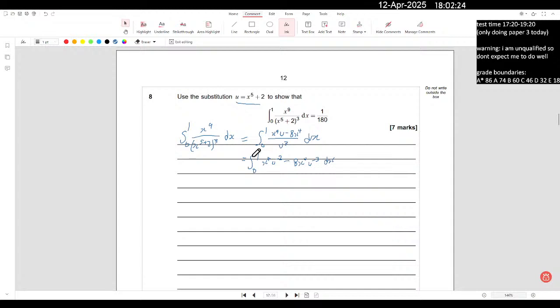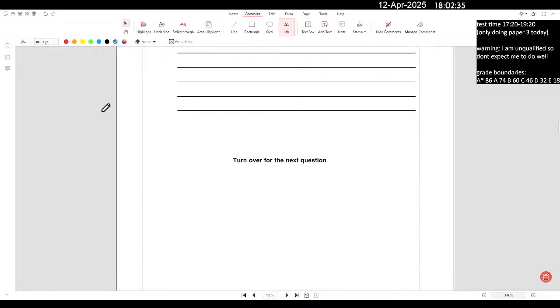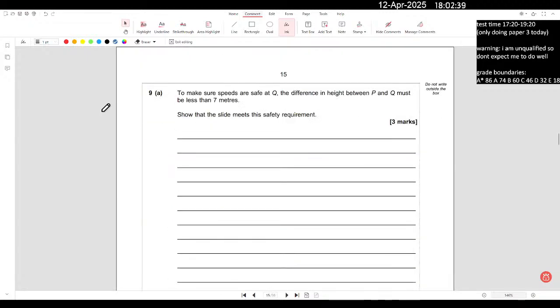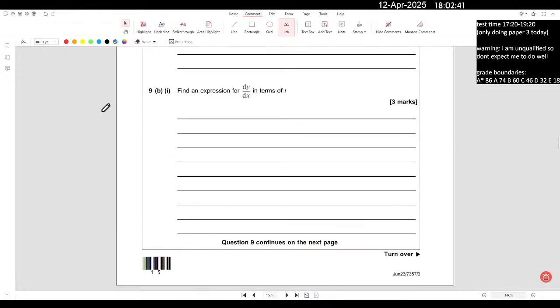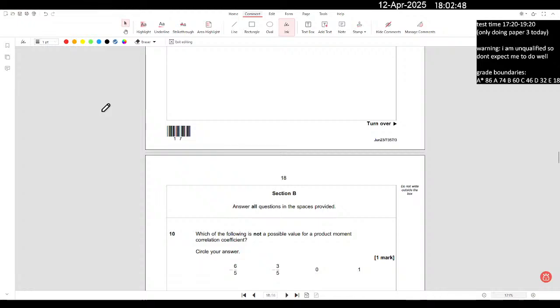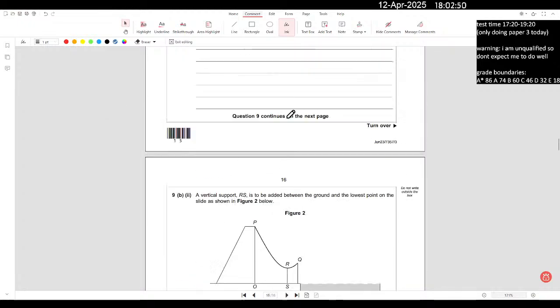At the end of the day, I still have no idea how to integrate this, so I'm screwed for this question, but maybe I could get one or two marks just by bluffing it. What's in the next question? Oh, parametric. Parametric equation. And then that's the end of the pure math section.